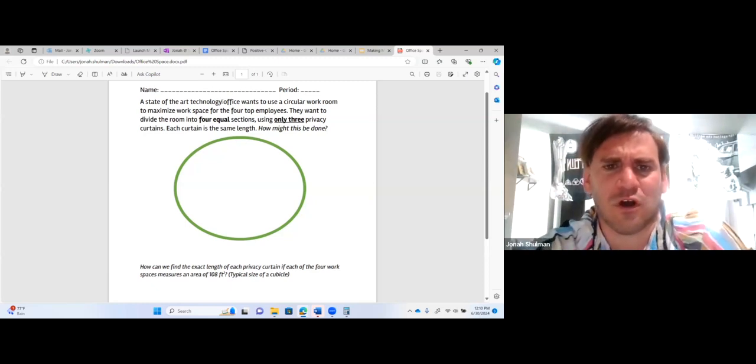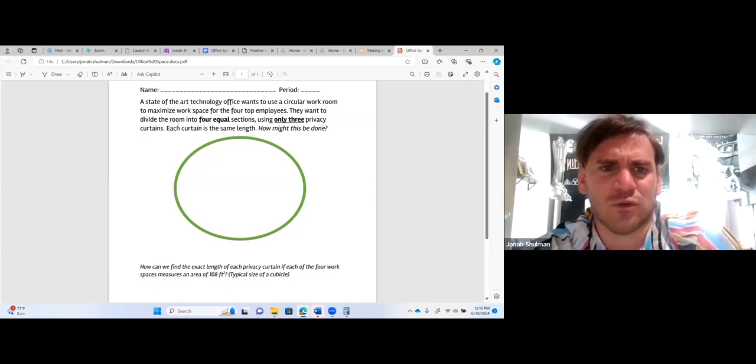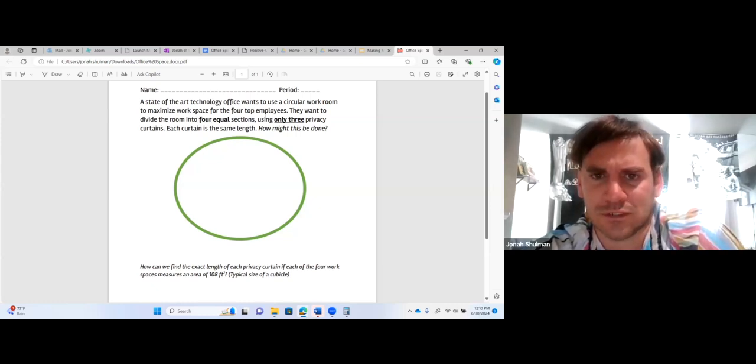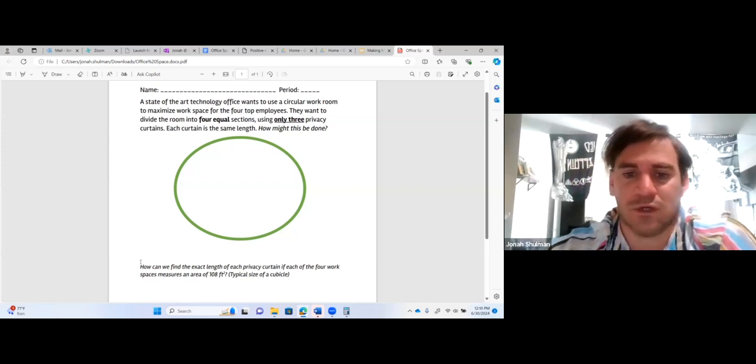So a state-of-the-art office technology company wants to use a circular workroom to maximize workspace for their top four employees. They want to divide the room into four equal sections using only three privacy curtains. Each curtain is the same length. How might this be done? How can we find the exact length of each privacy curtain if the four workspaces measure 108 square feet, the typical size of a cubicle?